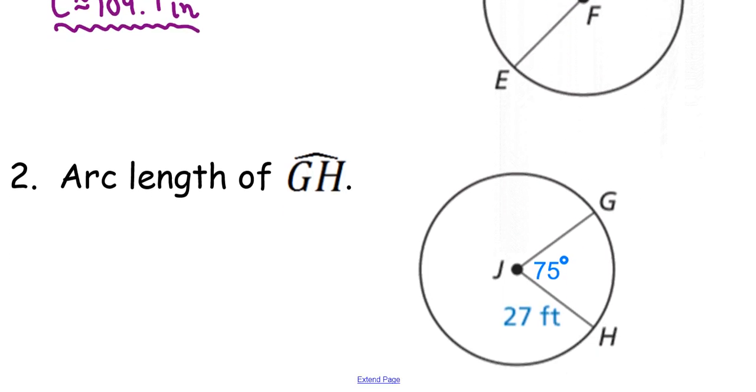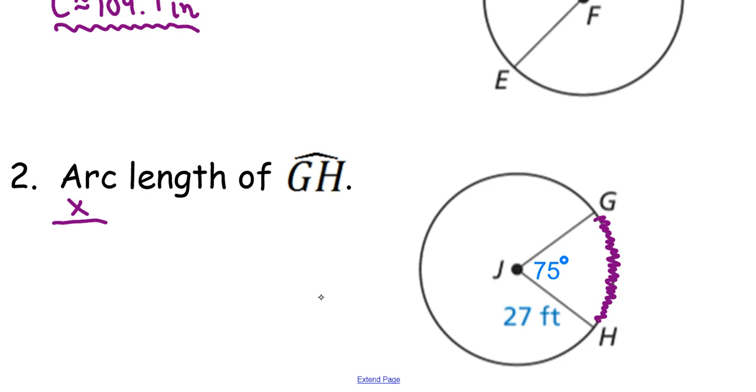Okay, so same type of problem, same type of proportion, but I'm looking for the arc length, which is what makes up the first numerator. So my first numerator is just going to be an X because I don't know the arc length. I want to know how long this is. That's what it's asking for. The denominator of that should be the circumference.